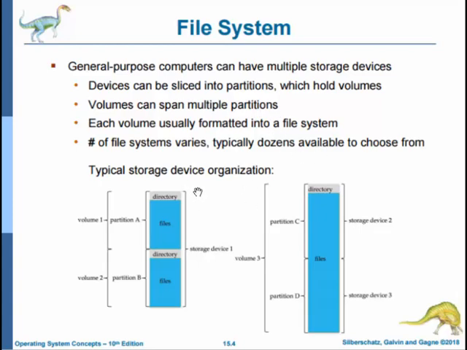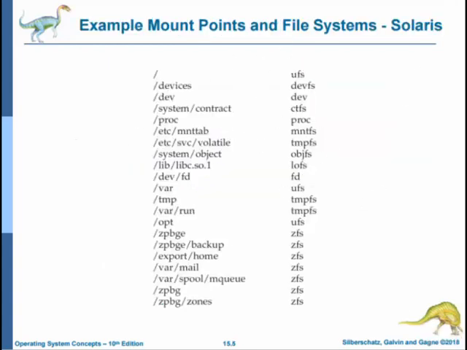As shown in this typical storage device organization, a typical computer system can have a varying number of file systems. As you can see from here, there are 3 storage devices, and these storage devices can be partitioned into a number of volumes, such as partition A, partition B, partition C, and partition D. In the next slide, you will see example mount points and file systems for Solaris.